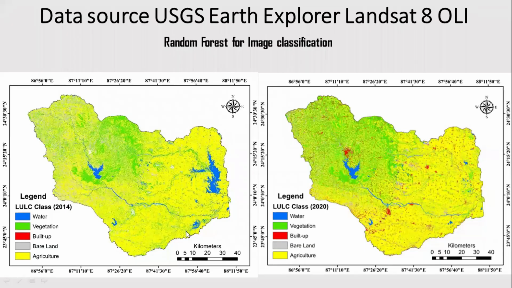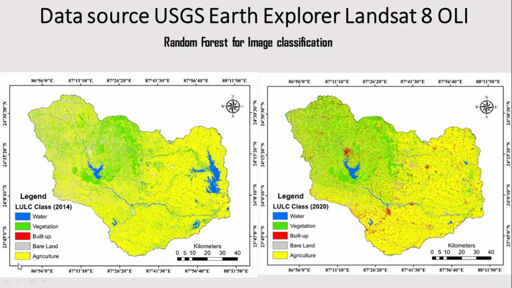Now over here, I have shown you the LULC of two images. You can see Landsat 8 has been taken for this. And what is the methodology that has been used? That is random forest. So this shows what the land use, land cover was for 2014 for this specific study area, and what it was for 2020. So we made the LULC from 2014 to 2020.